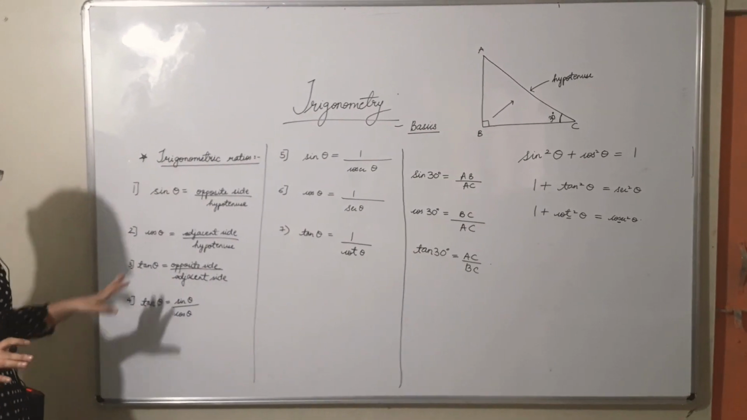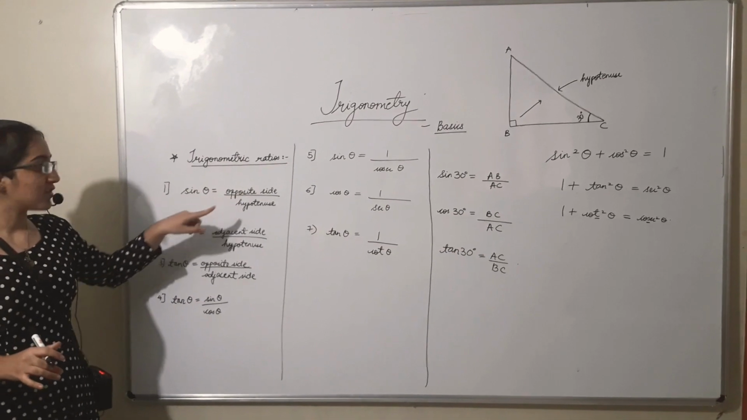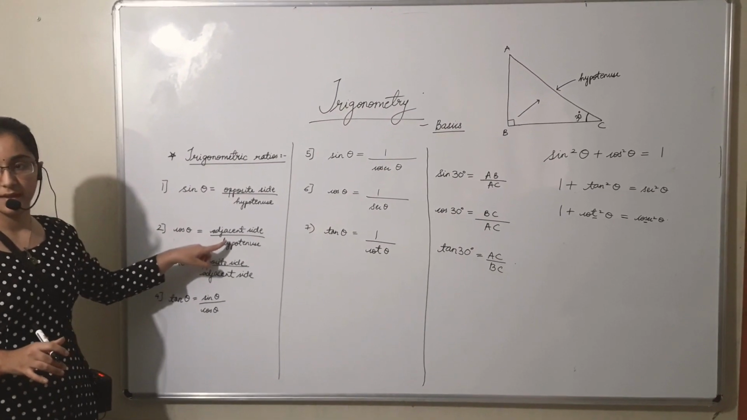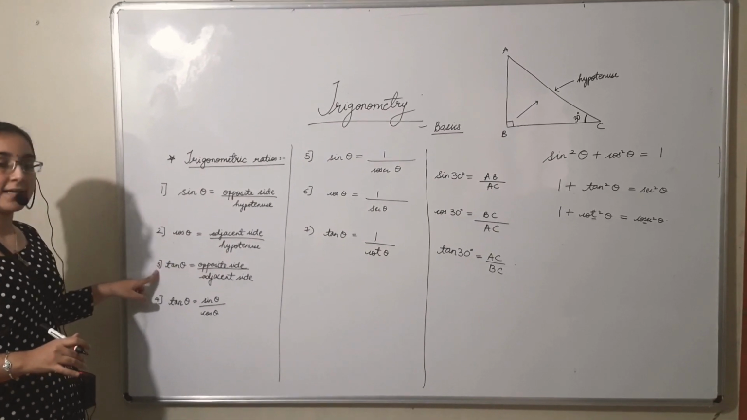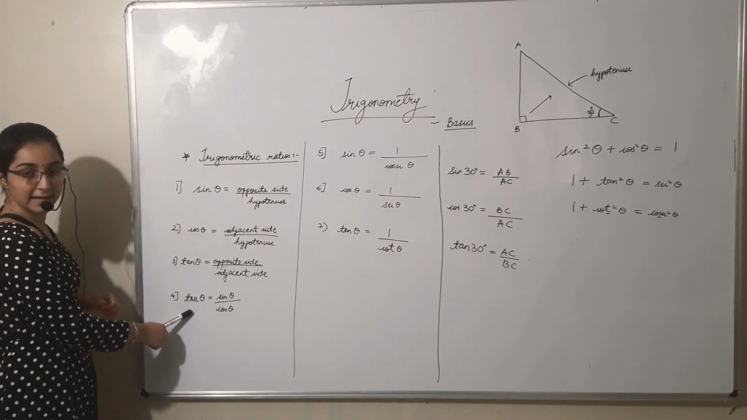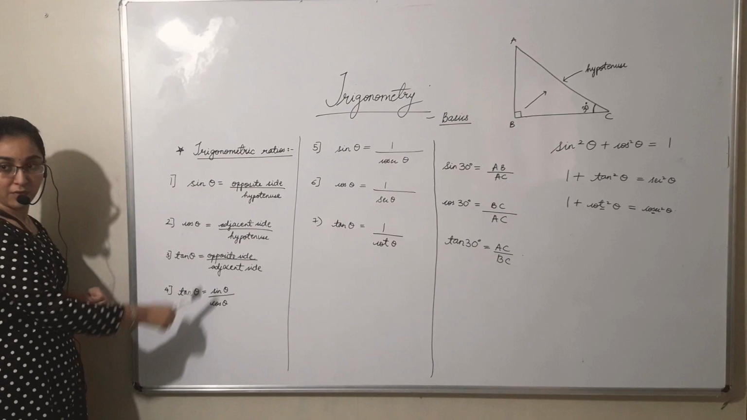So let's revise these formulae first. Sin theta is opposite side upon hypotenuse. Cos theta is adjacent side by hypotenuse. Tan theta is opposite side by adjacent side. Again, tan theta is sin theta by cos theta. Everyone is clear with these formulae?